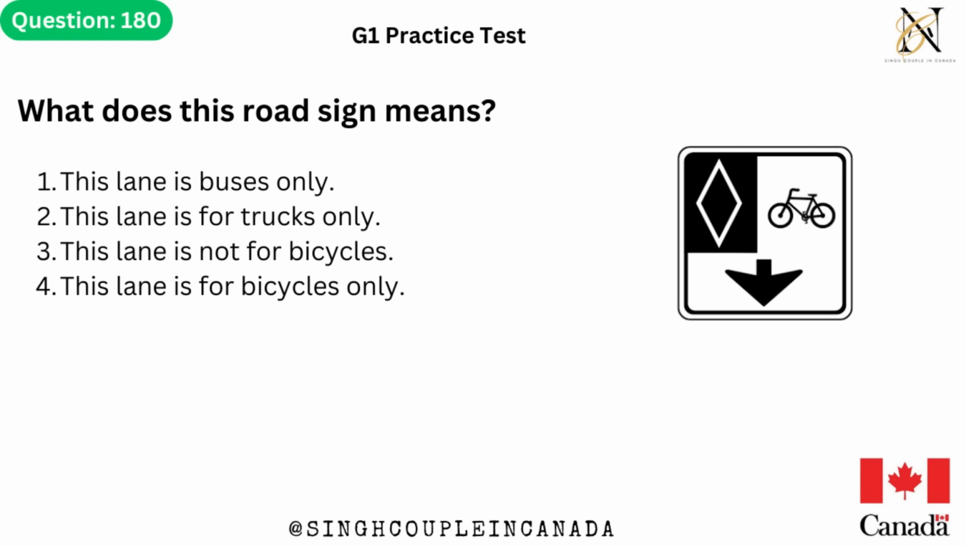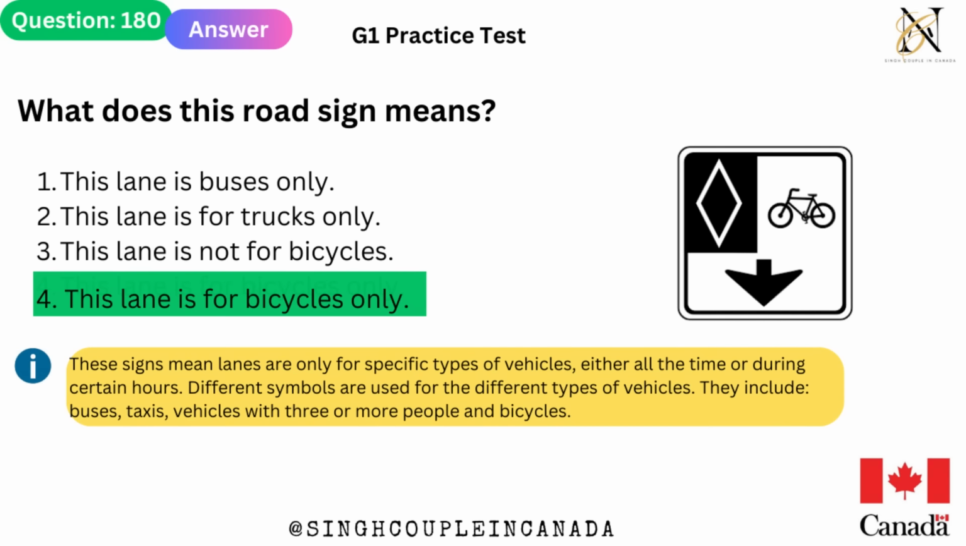What does this road sign mean? 1. This lane is buses only. 2. This lane is for trucks only. 3. This lane is not for bicycles. 4. This lane is for bicycles only. The answer is 4. This lane is for bicycles only.